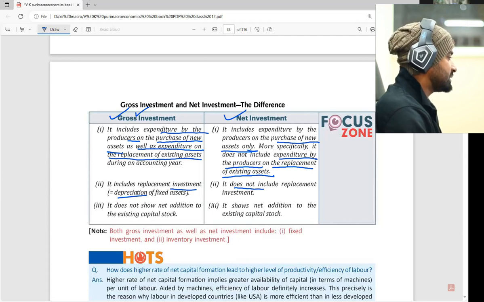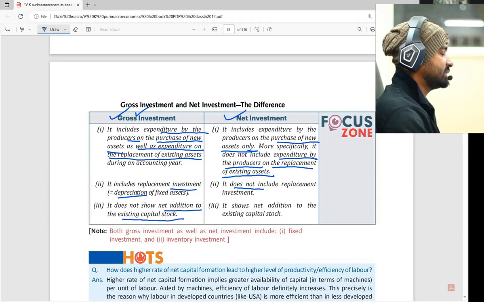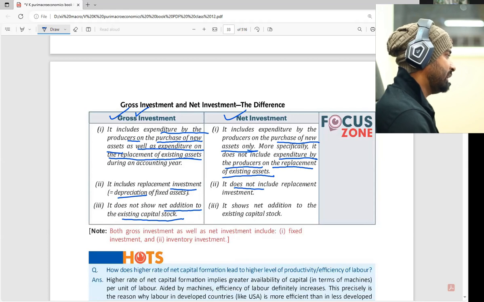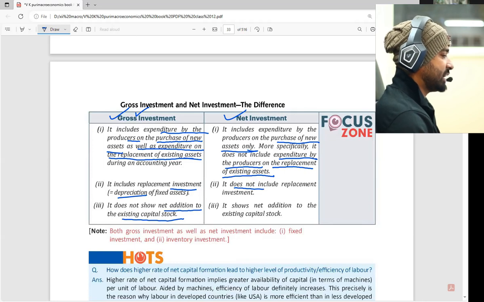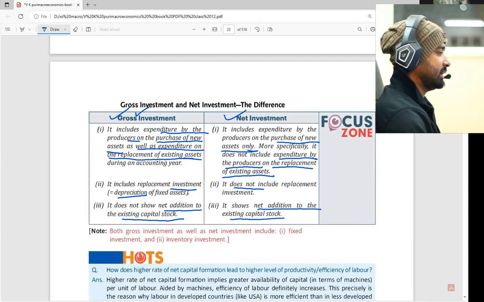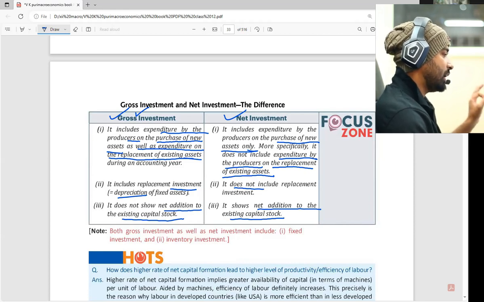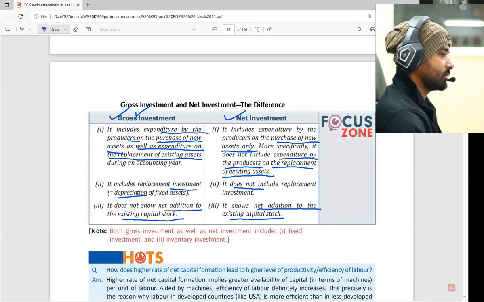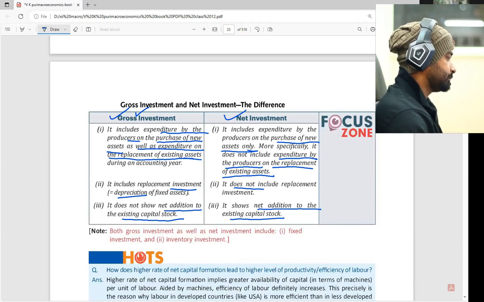Yes. Now it does not show net addition to the existing capital because it is a gross one. So all the things come combined, that means the total coming combinedly, this is gross investment. So it is not showing how much addition has actually been done this year, but net investment shows the net addition to the existing capital stock. It shows how much actual capital stock you are adding this year. Got the point? Yes, sir.